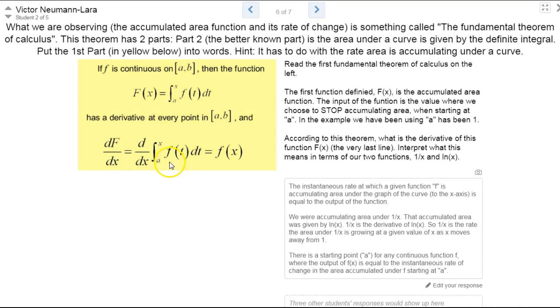It tells us that if we are accumulating area under a function from a starting point, a, which is just some number, to some variable value that's allowed to change, then the area that's accumulated from this point to that point here is the antiderivative. F, capital F, lowercase f, that's the same antiderivative notation we got in Calculus 1. And the derivative of this, how this is changing, is given by the function's height itself.